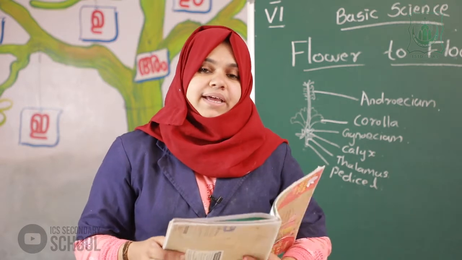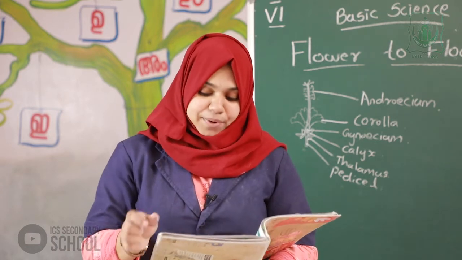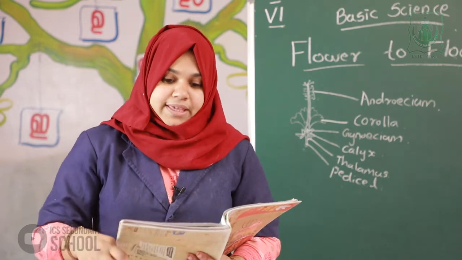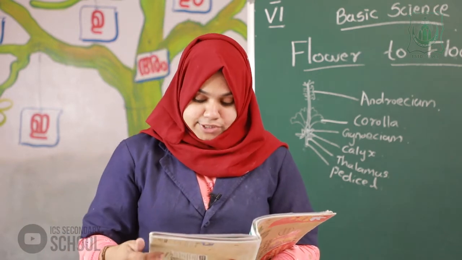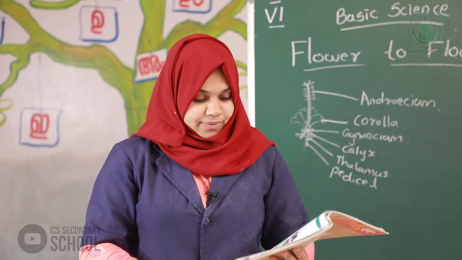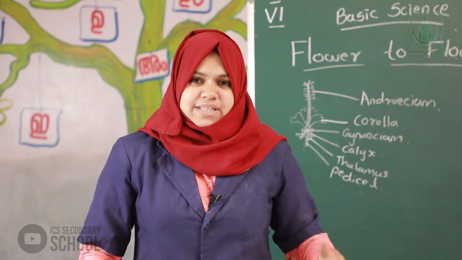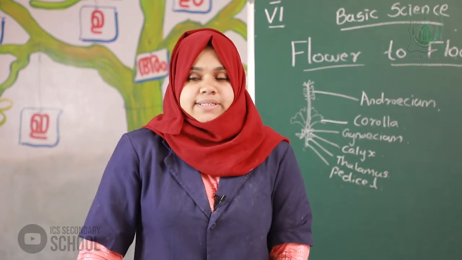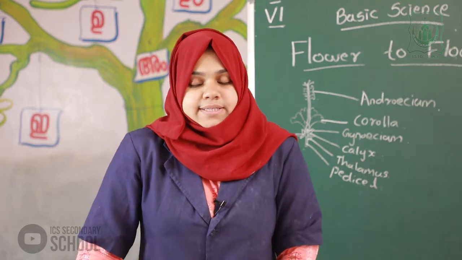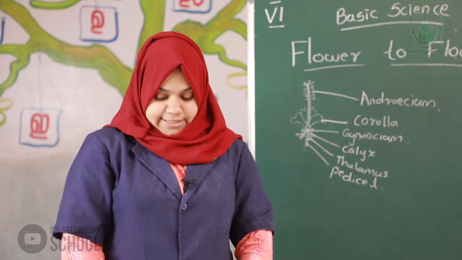What is meant by reproduction? The function of the flower is reproduction. Reproduction is the process by which organisms produce their younger ones to retain their ancestry. Okay. Next, how does reproduction occur in flowers or in plants? Yes, we can study about that.